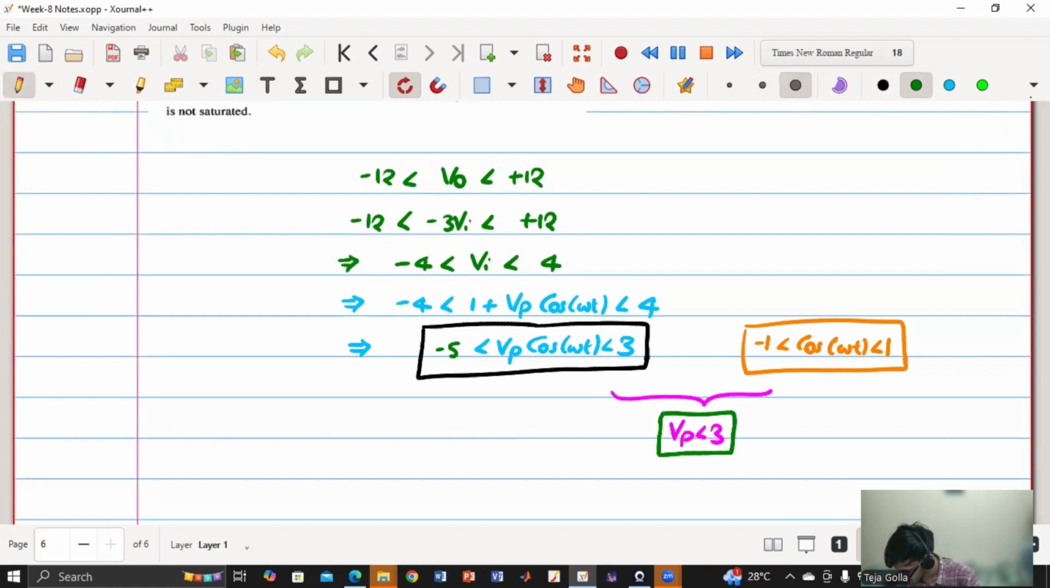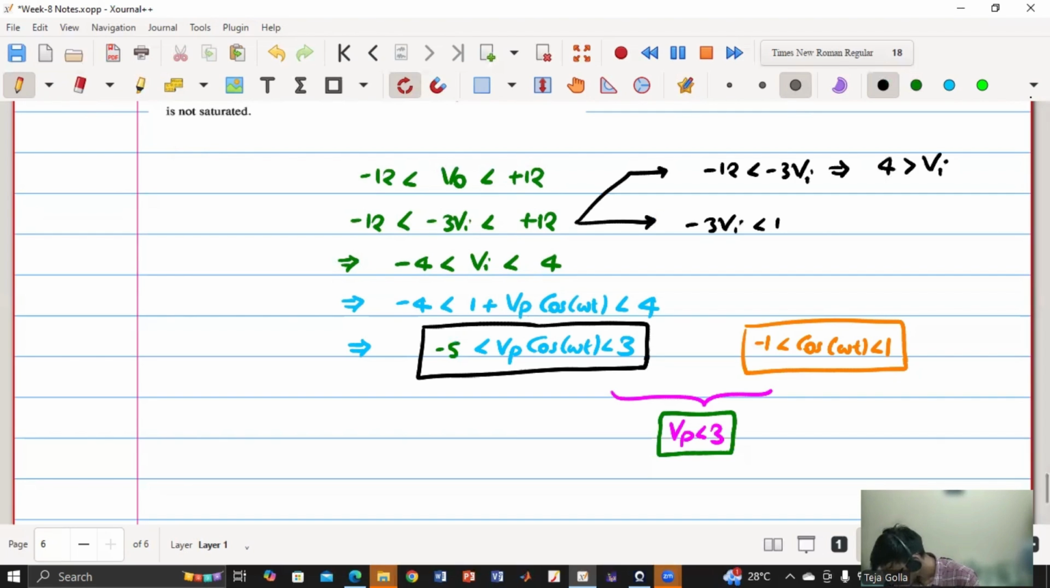Yes. Here you will get two equations. One is minus 12 less than minus 3 Vi, which means 4 greater than Vi. The other equation is minus 3 Vi less than 12, which means Vi is greater than minus 4. If you combine this, you will get this equation only. I have just skipped that part. Okay, sir.